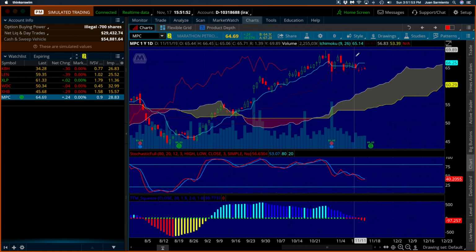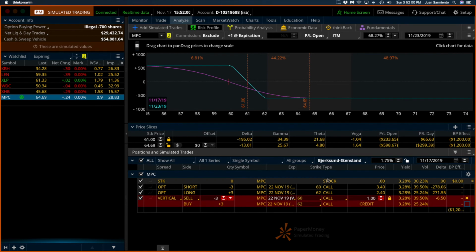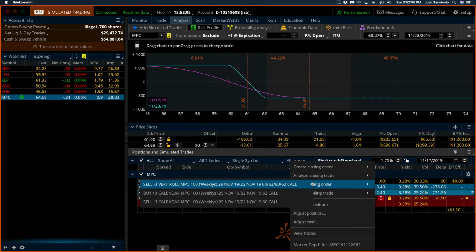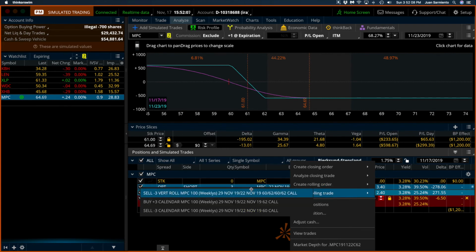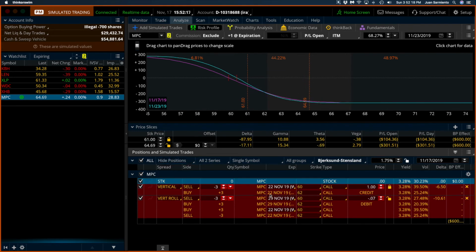Okay, in this case, what I could do is extend this trade. Let me see if it's worth it. You select the two options and then you right click and say analyze rolling. And you're doing a vertical roll. That means you keep all the prices, only extend it to, I would say, December the 27th. That means you're extending your trade for another cycle.